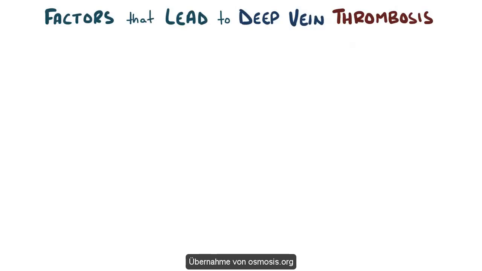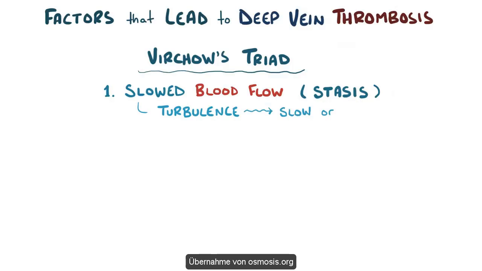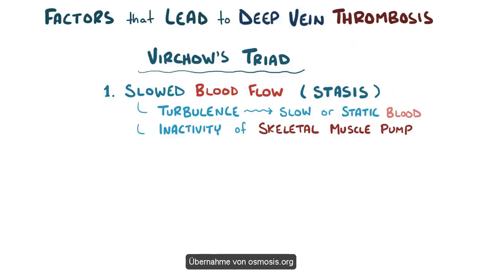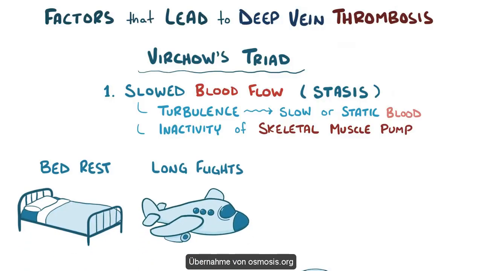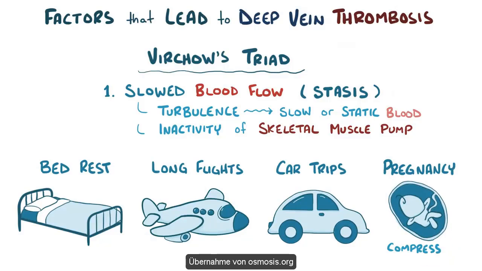There are three main factors that lead to a deep vein thrombosis, which are referred to as Virchow's triad. The first factor is slowed blood flow, also called stasis, in the veins. Typically, blood continuously flows smoothly through the blood vessel. But if the blood flow becomes turbulent, the linear flow is disrupted and slow or static pockets of blood are formed. Stasis can also happen during long periods of inactivity of the skeletal muscle pump, like bed rest or long flights and car rides. Or even during pregnancy when a growing baby compresses nearby veins.